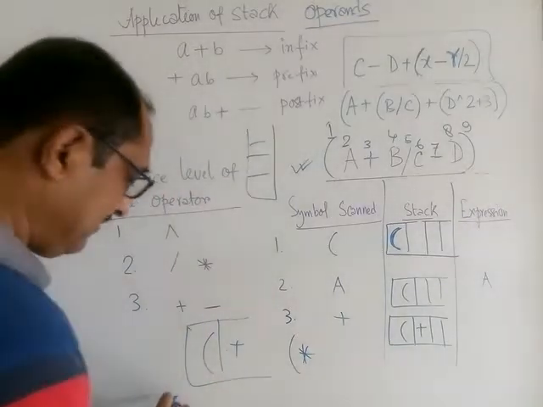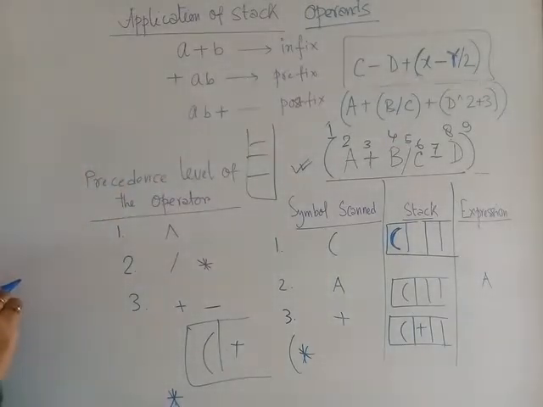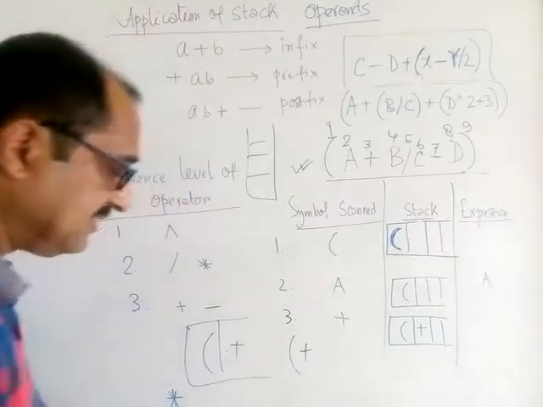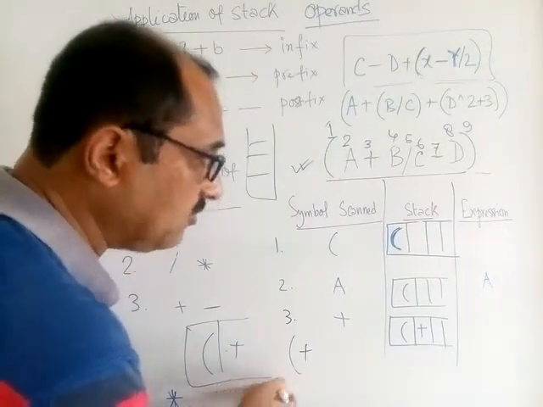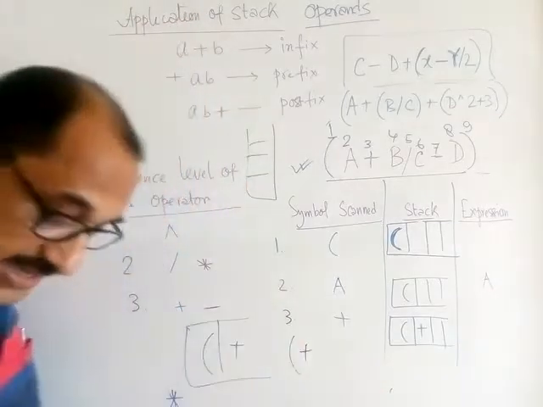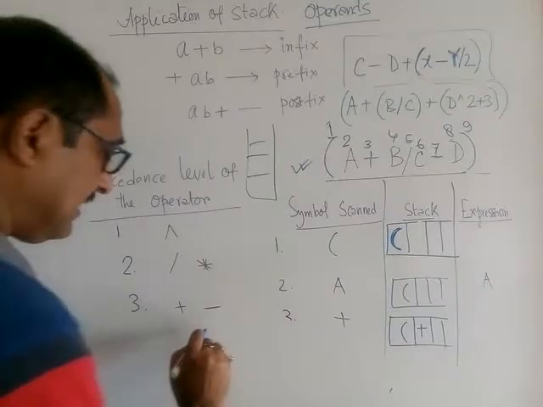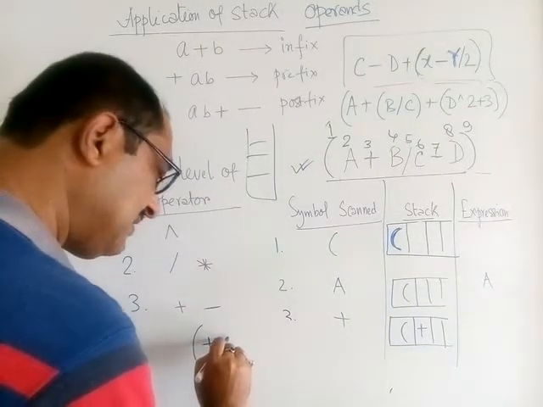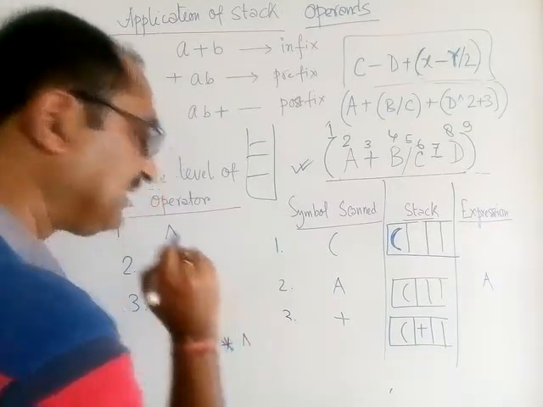Now at this stage, imagine I was trying to scan an asterisk. So where will this asterisk go? Will this asterisk go to the stack, or will it go to the expression? Here the rule is that in a stack, beside one plus, one asterisk can sit, and beside one asterisk, one exponent can sit.